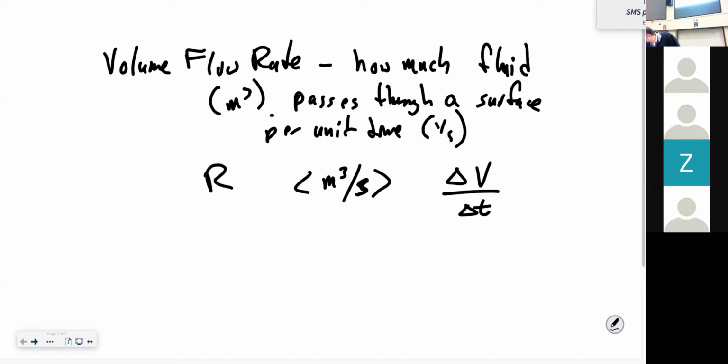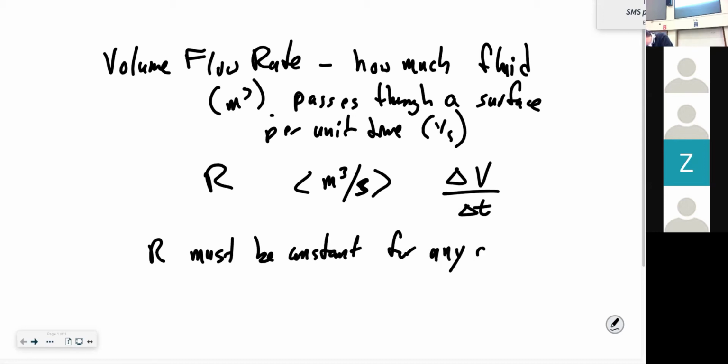Okay, here is my assertion to you. Because our fluid is incompressible, if you have a closed system, in other words, a series of pipes, or anything else where the flow is constricted, then this has to be constant for every point along that pipe section. Okay, R must be constant for any closed system at all points in the system.